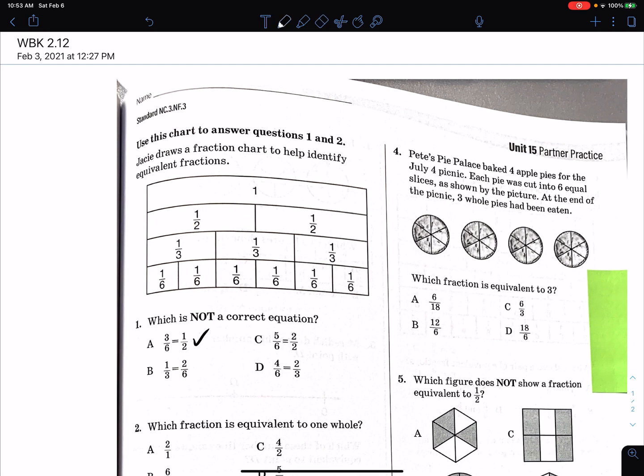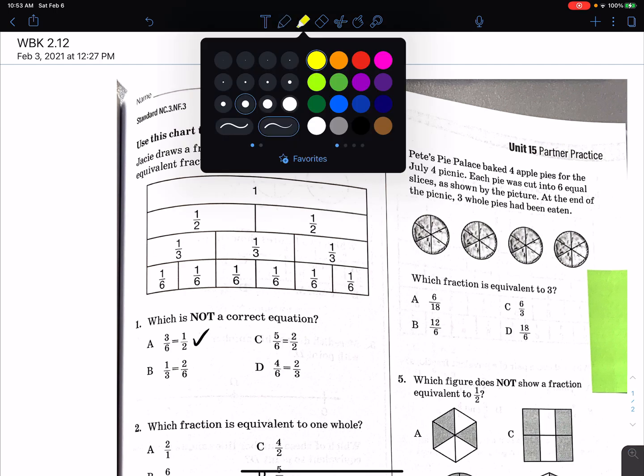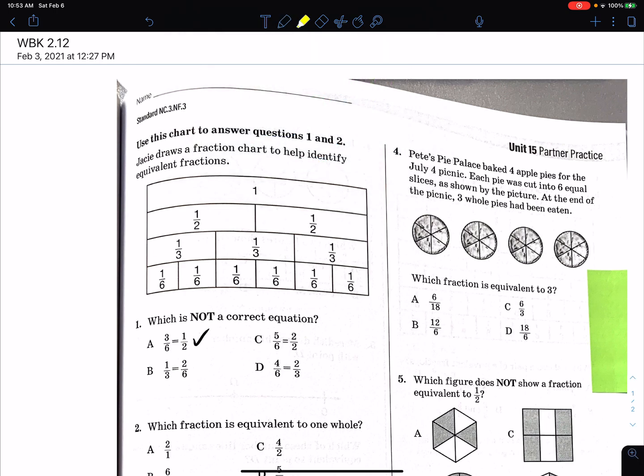All right, so let's look at letter B. I have 1/3 and 2/6. So again, I'm going to color in 1/3 on my chart. And my other fraction is 2/6. So I'm going to color in 2/6. And I see that, well, that's the same. So that one must be correct.